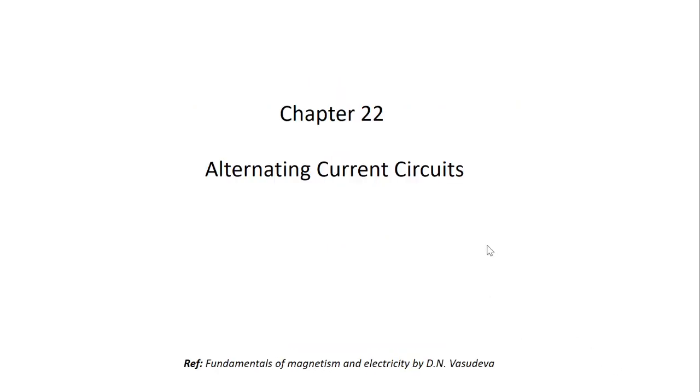Today we will start Module 4, Alternating Current Circuits. The contents of this module are taken from Chapter 22 of Fundamentals of Magnetism and Electricity by D.N. Vasudeva.